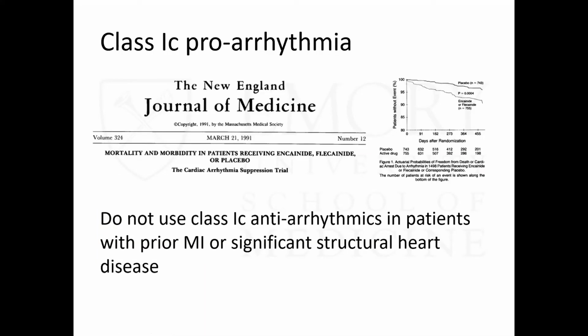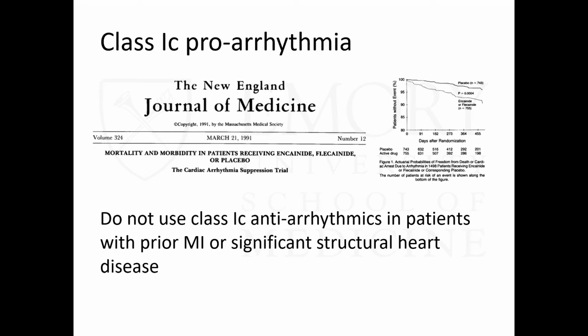The one other thing that I want you to remember about class 1C antiarrhythmics is the CAST trial. CAST was published nearly 30 years ago now. Many decades ago, it was noted that people who had acute coronary syndromes and a lot of PVCs and ectopy were at much higher risk of dying suddenly from VT and VF than those who didn't have a lot of PVCs. Because PVCs were so strongly correlated with sudden death, it made sense to try to suppress the PVCs and see if that prevented sudden death.